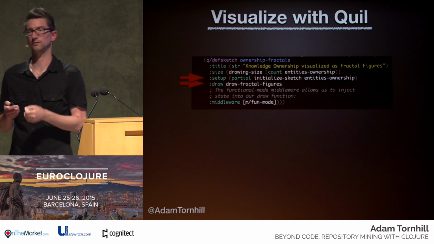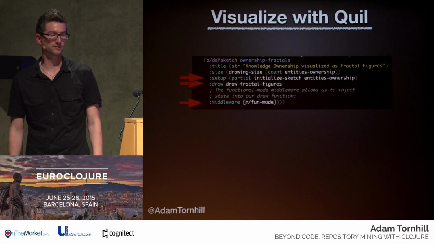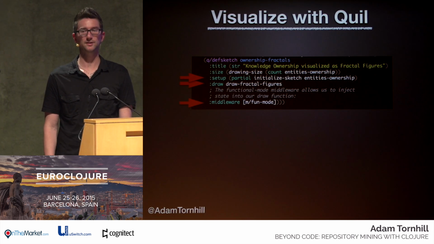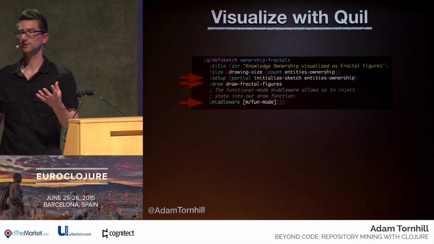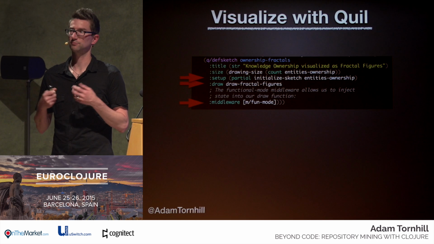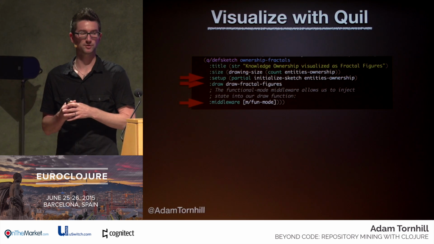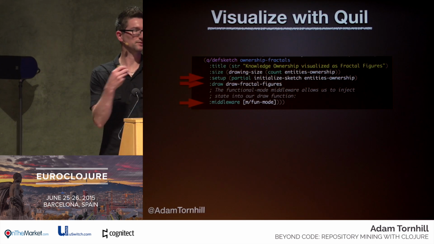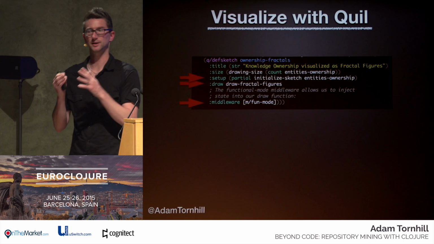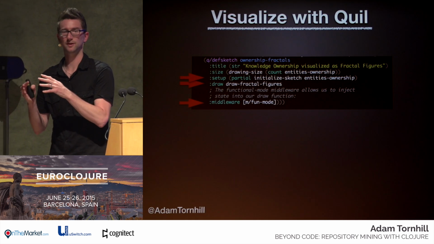But Quil takes it one step further. Quil allows us to specify a set of middlewares. In this case, I'm using something called fun-mode. And what fun-mode does is that it removes the need for those shared global variables, because fun-mode allows me to program using a functional style. So now, with fun-mode, setup will return the initial state, and that will be passed into draw that returns the next state, and so on.